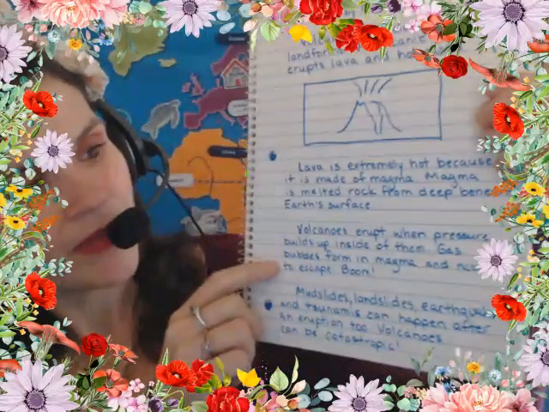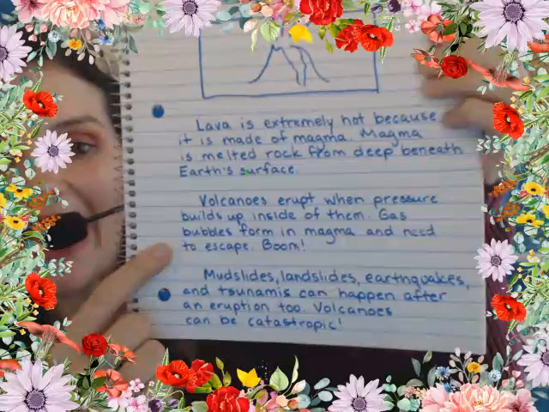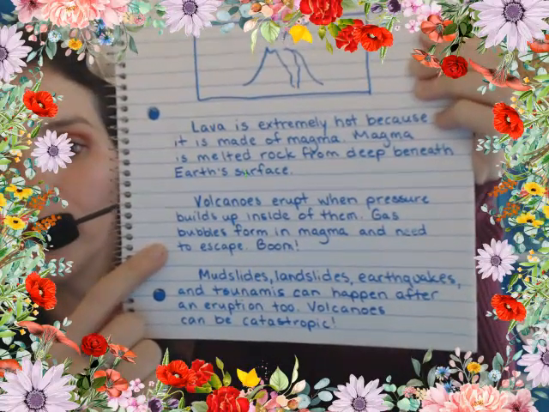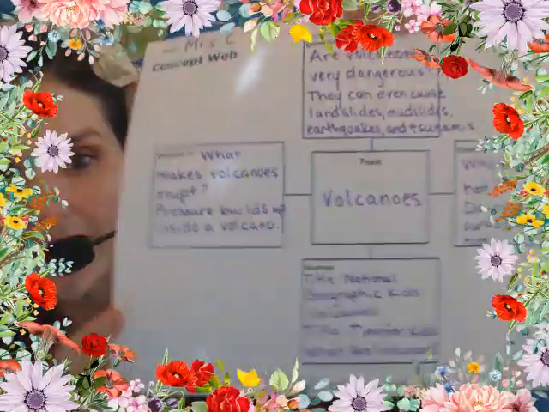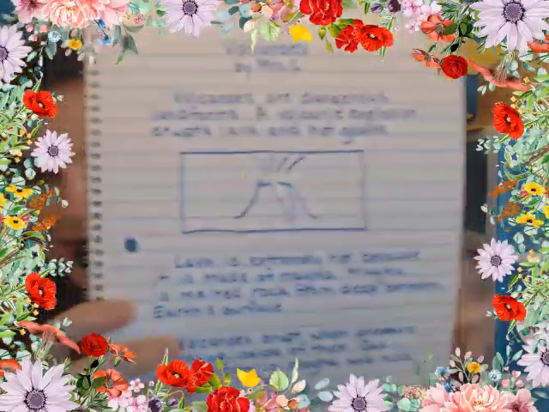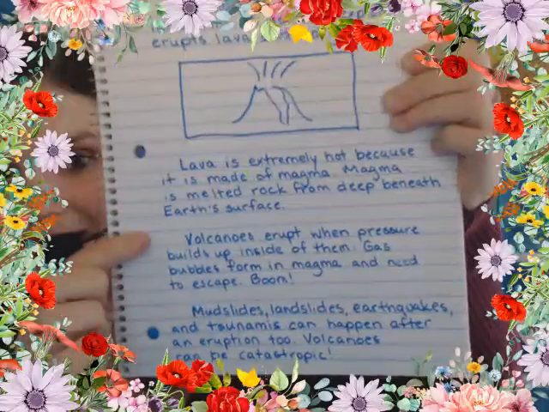Here's my next part. Volcanoes erupt when pressure builds up inside of them. Gas bubbles form in magma and need to escape. Boom! So I did the same thing. What makes volcanoes erupt? That was my question right here. Pressure builds up inside a volcano. So I took that information and I put it in complete sentences with extra information to get that second piece.